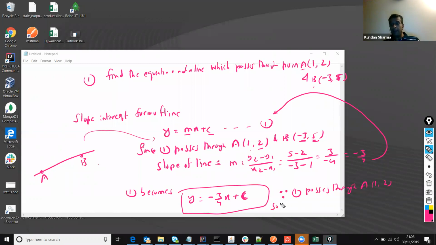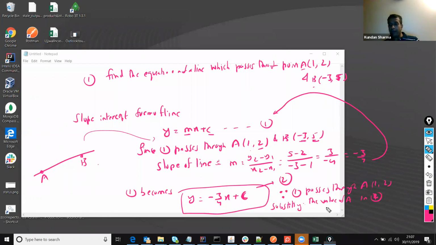This is very important. You have to show working in your exam also. Substituting the value of A in 1. Sorry, substituting the value. Let's call it equation 2. So substituting the value of A in 2, right?